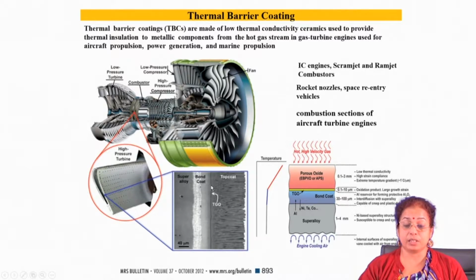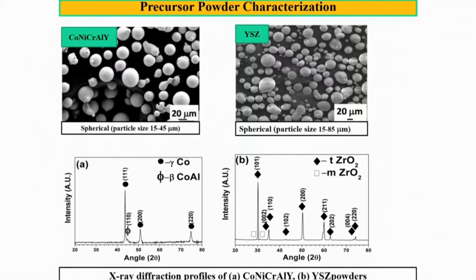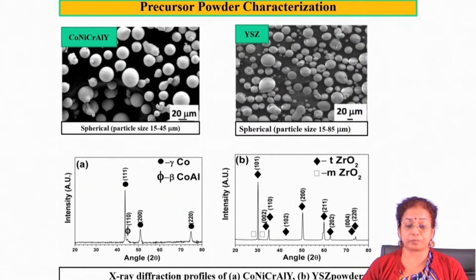CoNiCrAlY in a graded fashion, so that near the bond coat the composition was 90% bond coat plus 10% top coat. As you go ahead, you will find that the percentage of bond coat decreases, and at the surface it is 100% top coat. Like that we designed the coating and tried to see the effect on oxidation resistance as well as overall service life of the component.